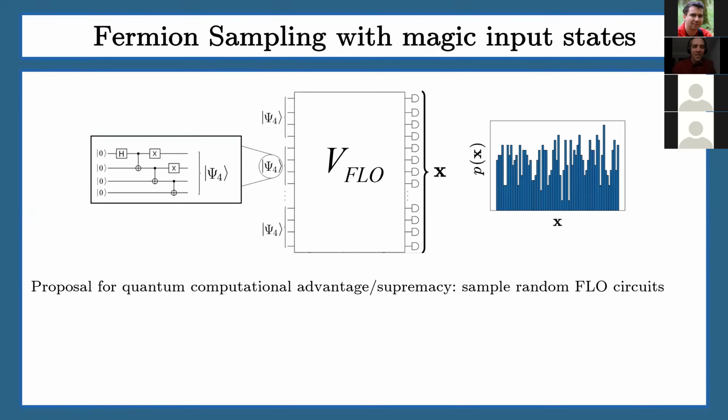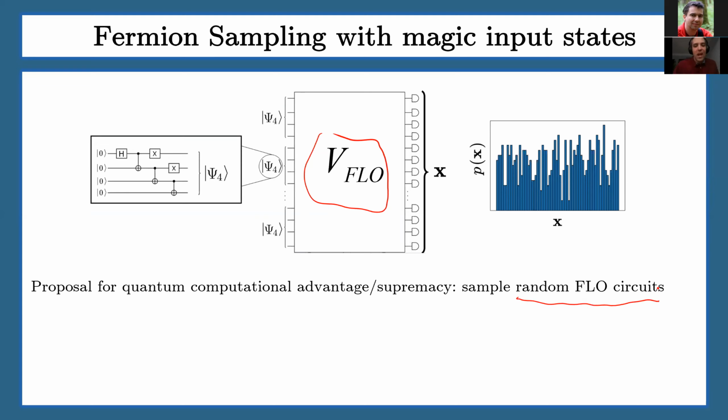You can also explain why psi-4 is so special. I will be explaining this. Those are just some special, specific states that are not computational basis states. Okay, you apply this fermionic linear optics, which is some class of transformations. You measure in the computational basis. And we claim you do it for random FLO circuits, like the random quantum circuits that Google, for instance, implements. I will be describing what this means throughout the talk.